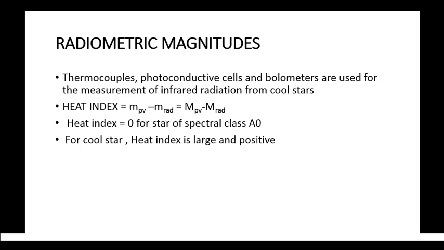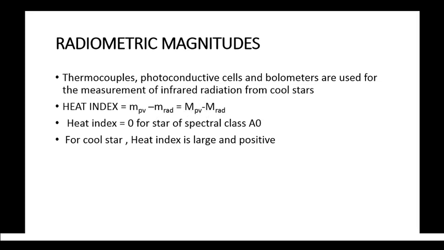And since the stars are cool stars, there is a parameter which is known as heat index. The difference between photovisual and radiometric magnitudes is known as heat index. I repeat, heat index is the difference between photovisual magnitude as well as radiometric magnitude. So MPV minus MRAD. So this is the difference in apparent magnitude, and this is the difference in absolute magnitude.